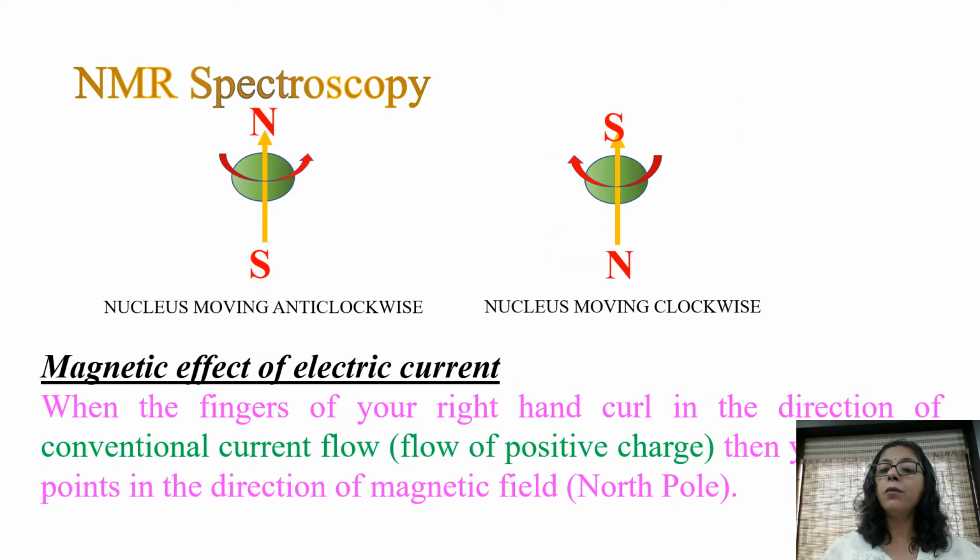Applying the same in nucleus. Nucleus moving anti-clockwise and nucleus moving clockwise. But the difference between electron and nucleus would be in a sense that nucleus is positively charged. So when I curl the fingers of my right hand, it is in the direction of conventional current flow and my thumb would point in the direction of North Pole.